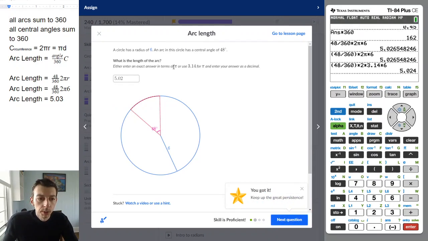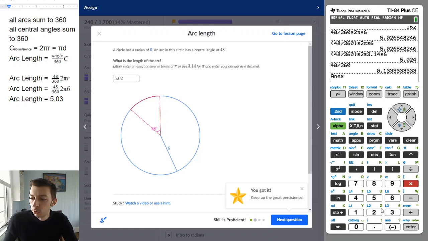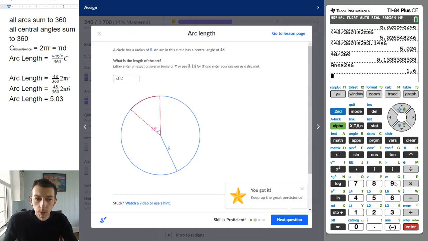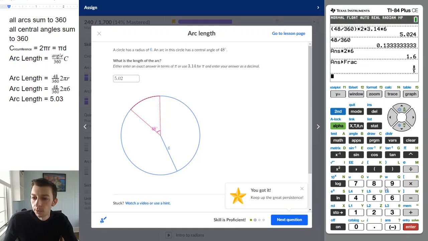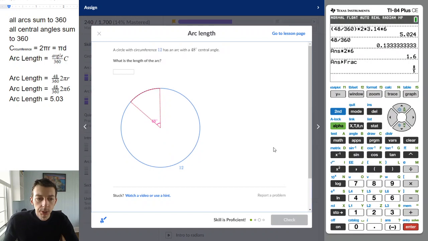It also says you can put the answer in terms of pi. What that would mean is entering everything multiplied except leaving the pi. So if you had done 48 over 360 times 2 times 6, and then just left it with a pi, 1.6 pi or 8 pi over 5 would have been an appropriate answer as well. So anyways, moving on to the next question.